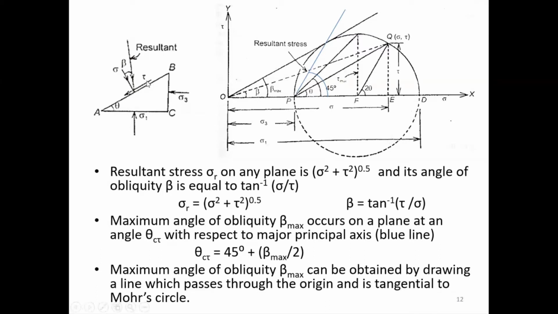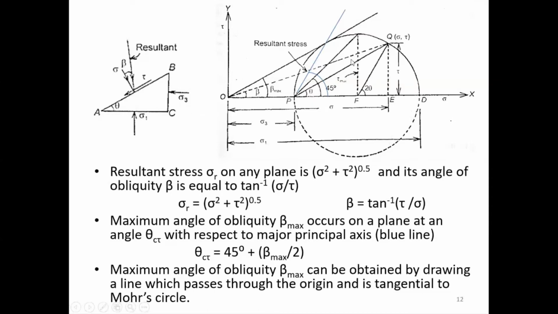So beta is equal to tan inverse of tau by sigma. So I can find out my angle of obliquity as well. So where will you have maximum obliquity? Let us go back to this plane AB, which was inclined at an angle theta. So that theta is here.